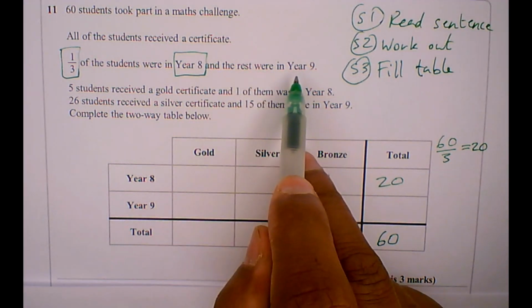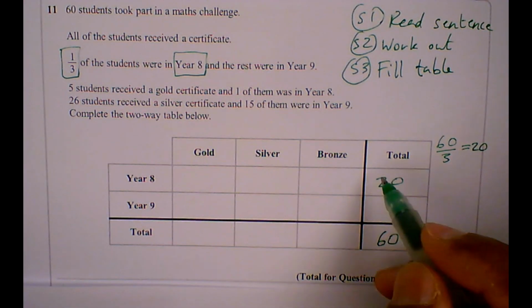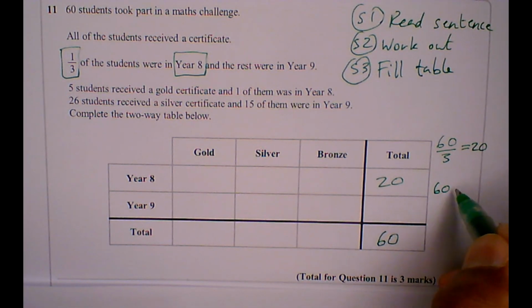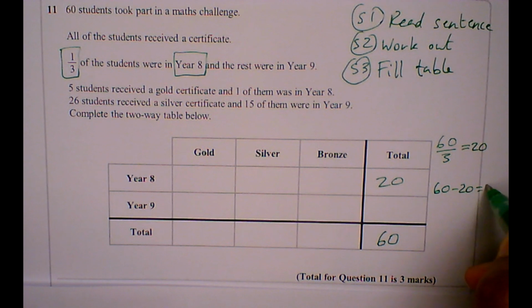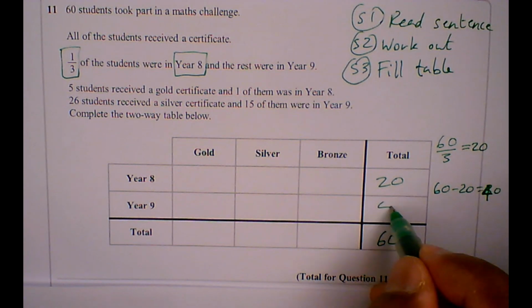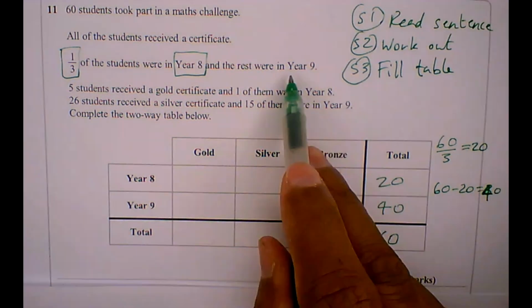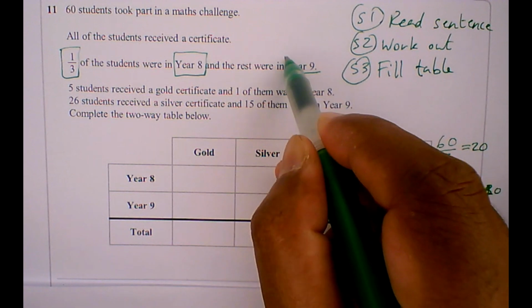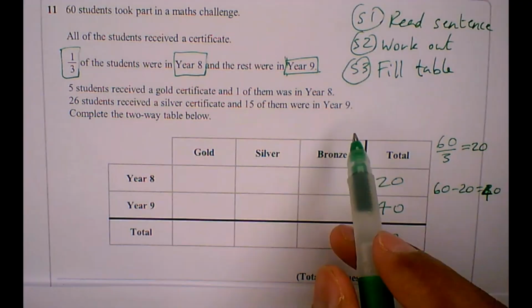And the rest were in Year 9. So I can do 60 take away 20 gives me 40. So this goes here for Year 9. The rest were in Year 9. So that's another sentence completed.